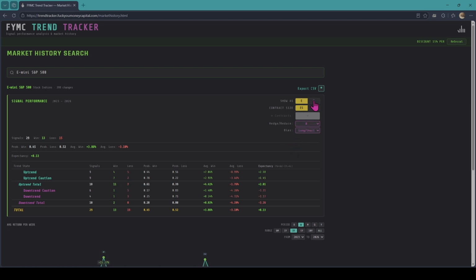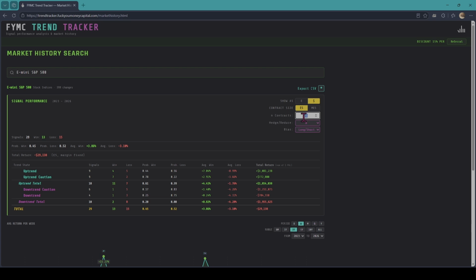You're going to see something interesting. Let's just say we were in 2 contracts of ES. Here, being out of the uptrend caution would have been pretty detrimental. Let's say we're only long, right? Being out of the uptrend caution in the last year, that would have saved you money. On the longer term time horizons, the longer you go back, the more profitable the uptrend caution is.